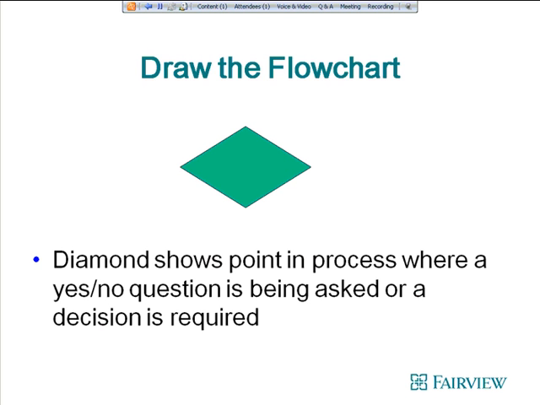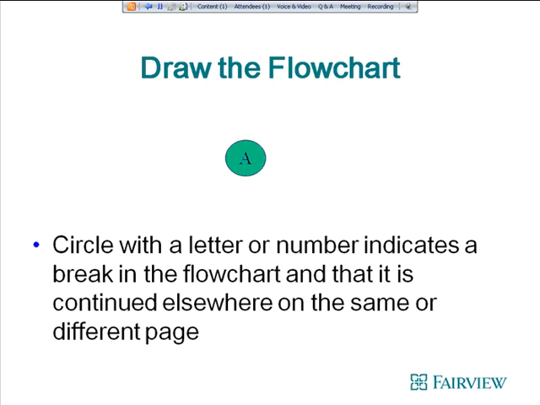Drawing the flow chart. It's very useful when flow charts become more than one page to use this circle with the A on it. So a circle with a letter or a number indicates a break in the flow chart and that it's continued elsewhere on the same or a different page. Very complex workflows, it might be on that same page. Oftentimes, though, our workflows are going to go to more than one page.